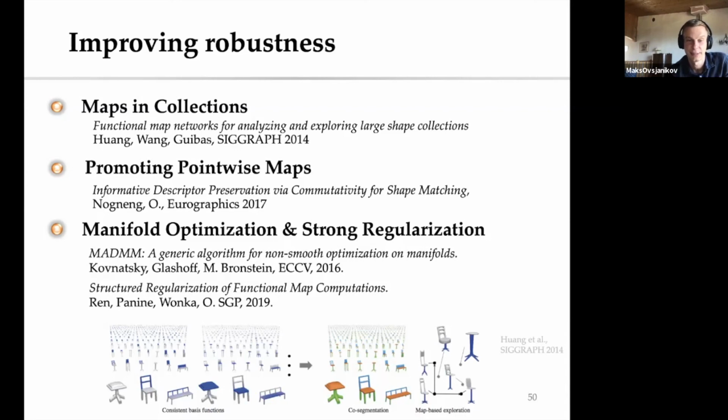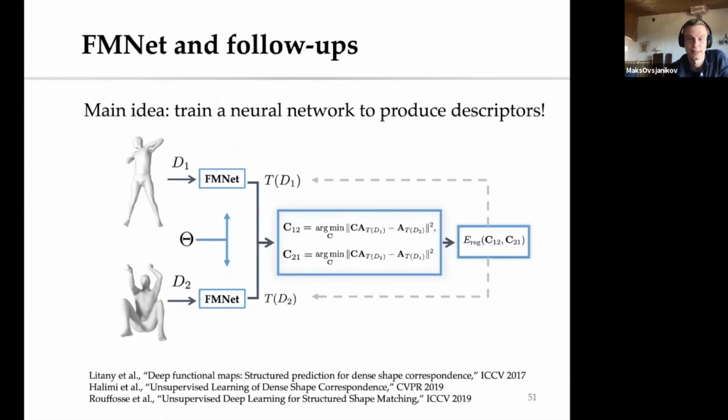So there is an approach that was proposed first in a paper called FMNet, which is to learn descriptors. So the idea is, let's say I give you a pair of shapes and they have some descriptor functions D1 and D2.